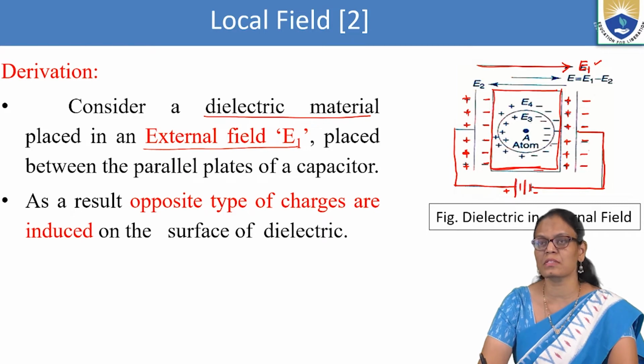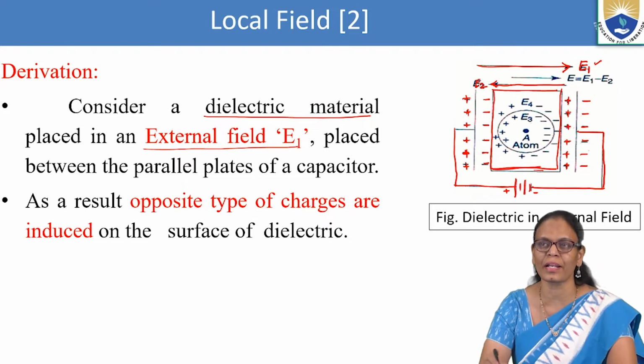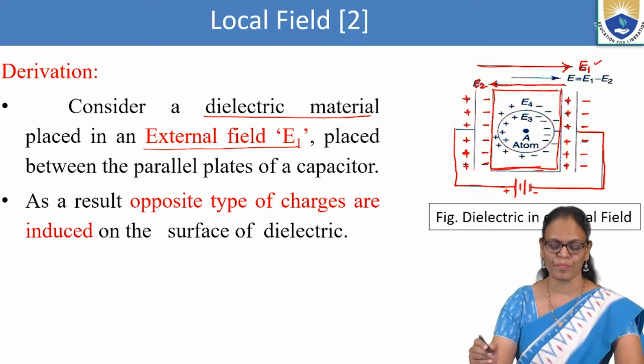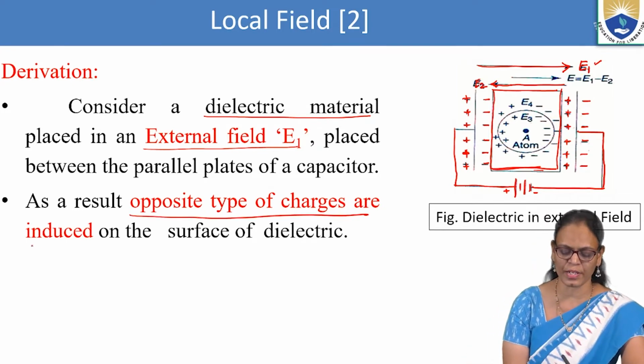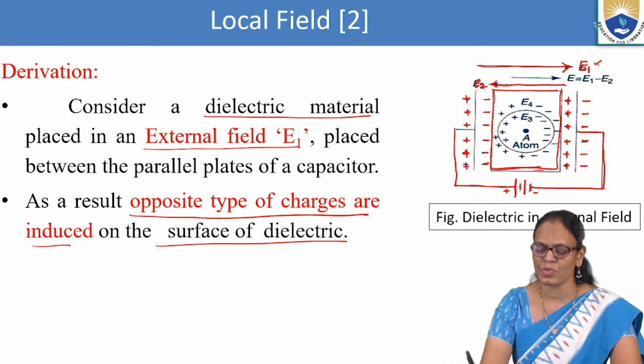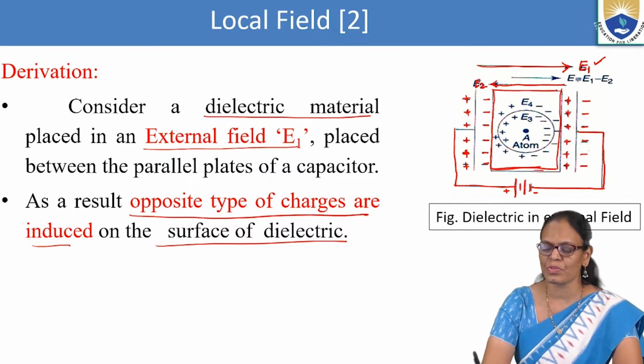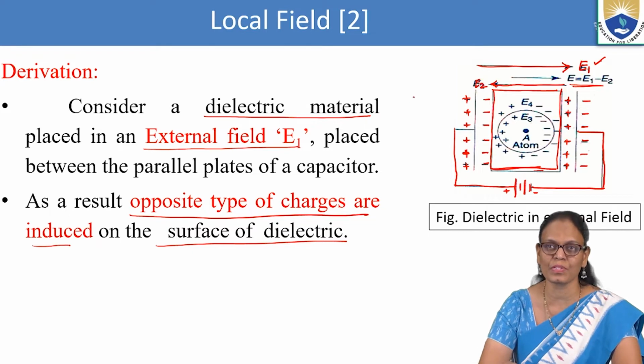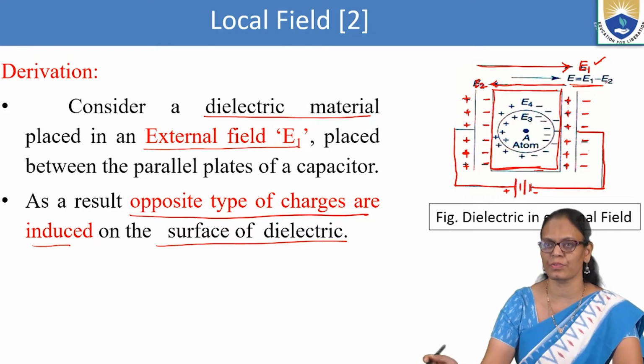Because of this, there will be an electric field pointing from positive to negative. This is E2. What is E2 due to? It is due to the opposite charges induced on the surface of the dielectric. So E1 is due to the applied field, and E2 is due to the induced charges on the surface of the dielectric. The resultant will be E equal to E1 minus E2, because the direction of E2 is opposite.